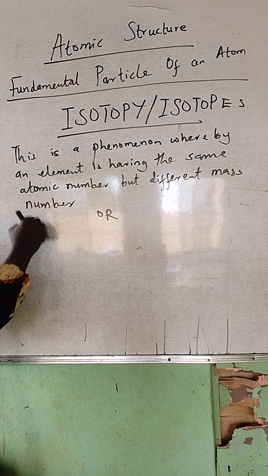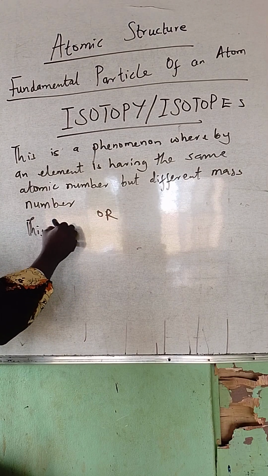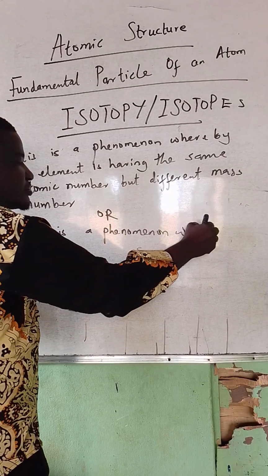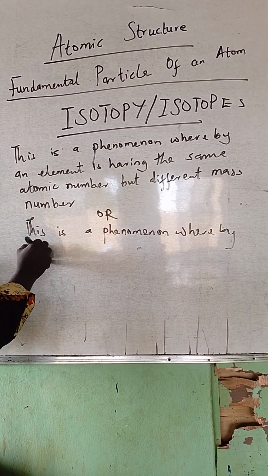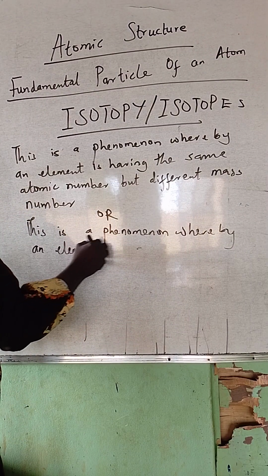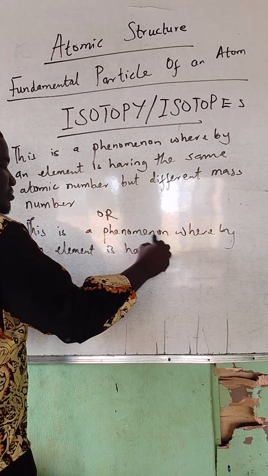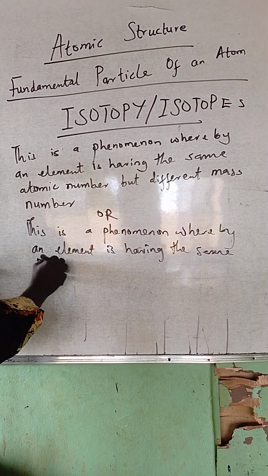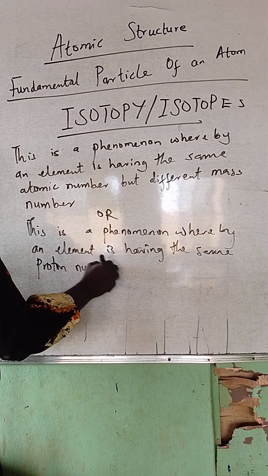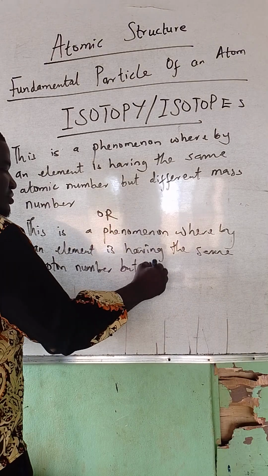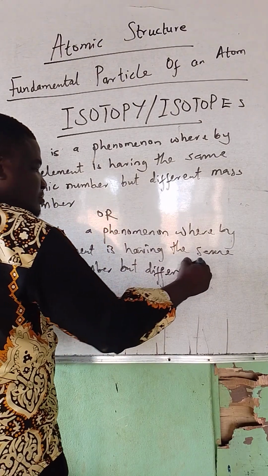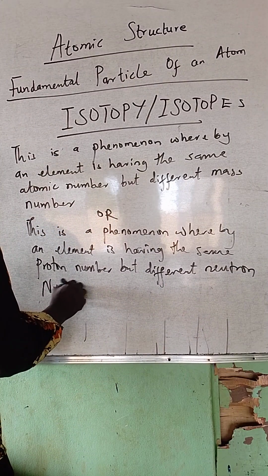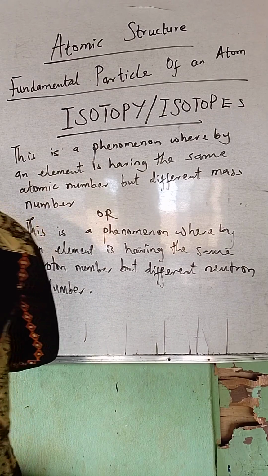or this is a phenomenon whereby an element is having the same proton number but different neutron number. So it's a phenomenon whereby elements have the same proton number but different neutron number.